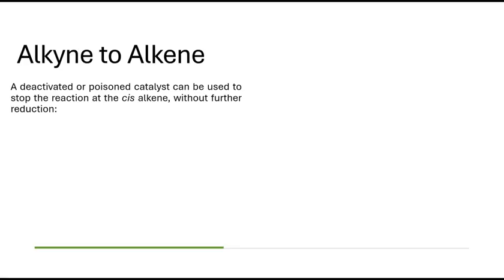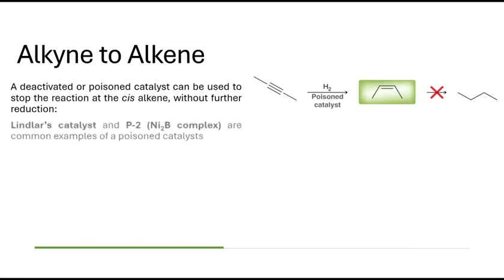Alkyne to alkene. A deactivated or poison catalyst can be used to stop the reaction at the cis-alkene without further reduction. If we have a poison catalyst, we can stop here at the cis-alkene. It will not continue on to the alkane. One way to do this is to use Lindlar's catalyst and P2, a nickel-boron complex; these tend to be the common examples of poison catalysts.